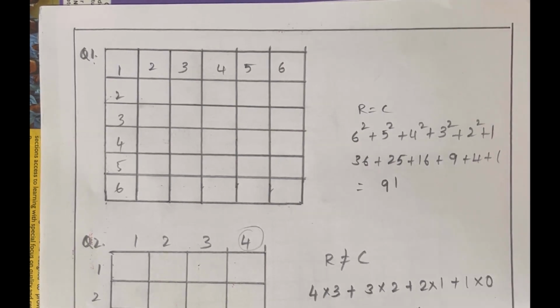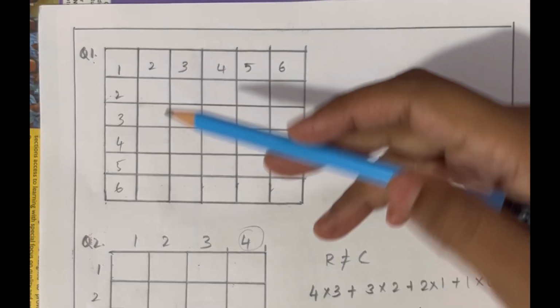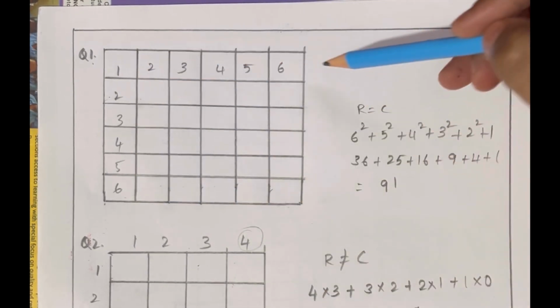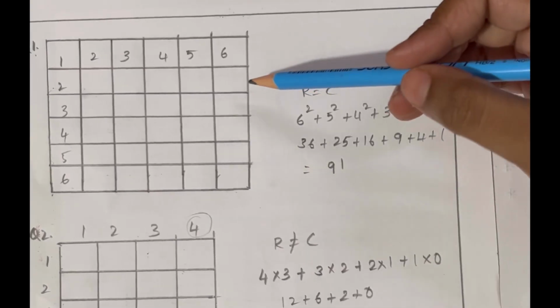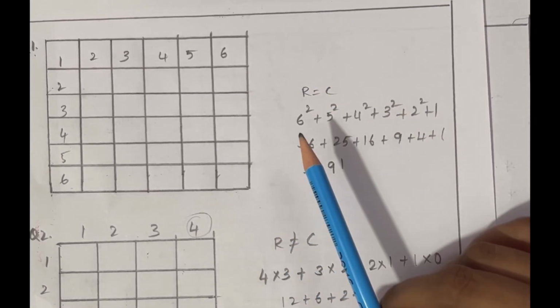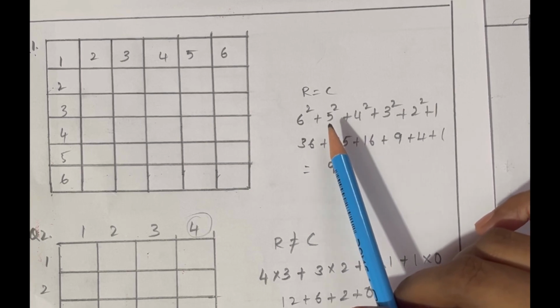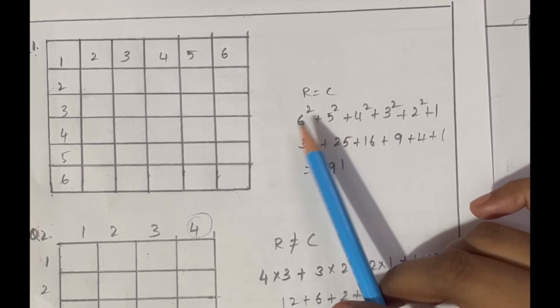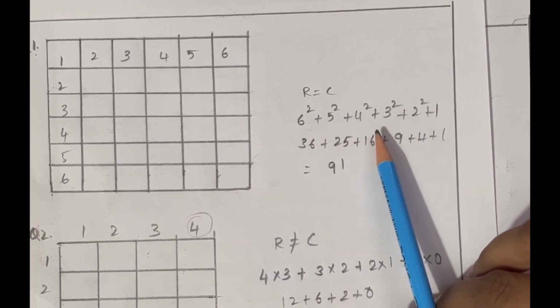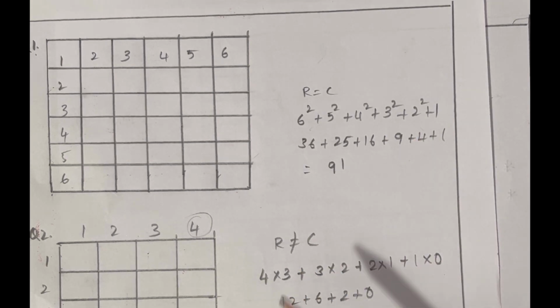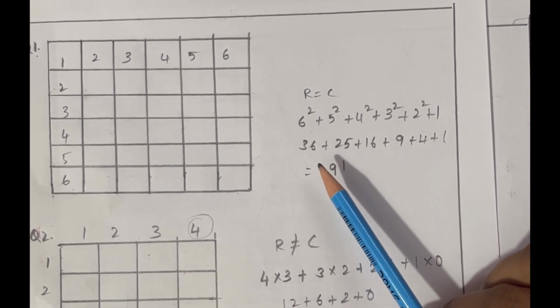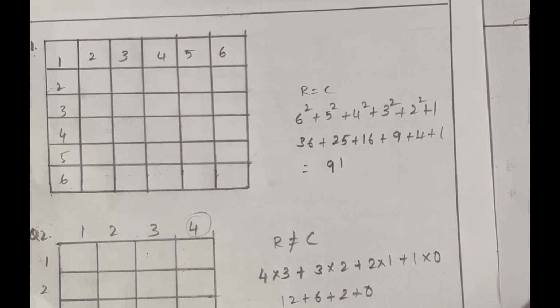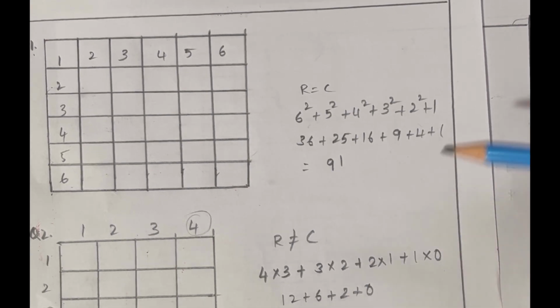Taking the previous questions, we have 6 columns and 6 rows. Now here rows are equal to columns. So we'll take the squares from the highest number to the lowest number and sum them. 6 square plus 5 square plus 4 square plus 3 square plus 2 square plus 1. That is 36 plus 25 plus 16 plus 9 plus 4 plus 1, that is 91.